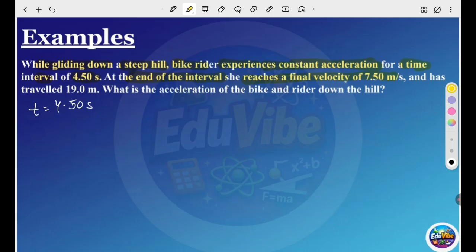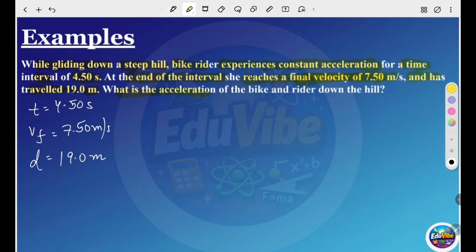They don't give you the initial velocity. They didn't tell you that the bike rider comes from rest. They didn't write anything, so we can't assume the initial velocity is 7.50. Write that final velocity over there, which is 7.50 meters per second, and the rider has traveled 19.0 meters. So that is the distance, the 19.0 meters.